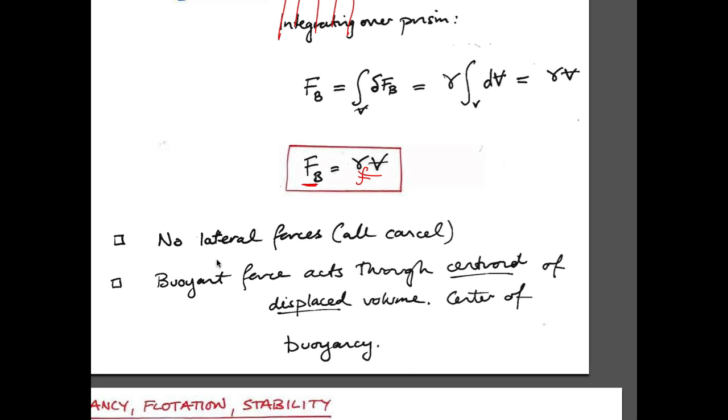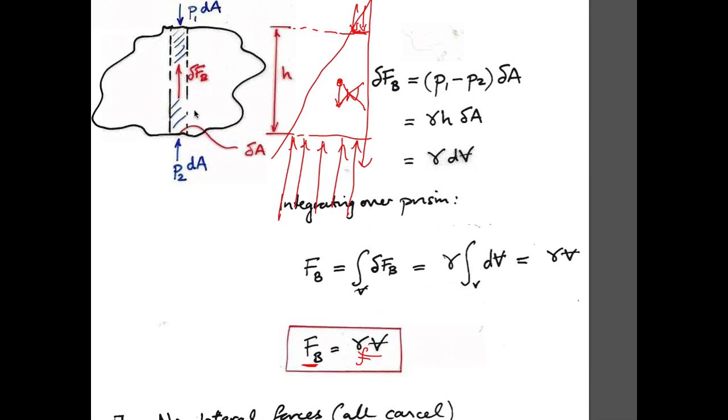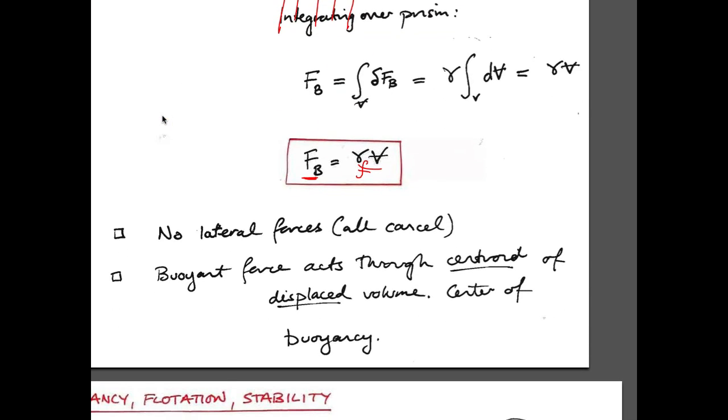In this particular case, there are no lateral forces. You can imagine there are no lateral forces because if you take this little differential cube, you have exactly the same forces acting oppositely on either side of this, the resultants. So there is no net force horizontally.